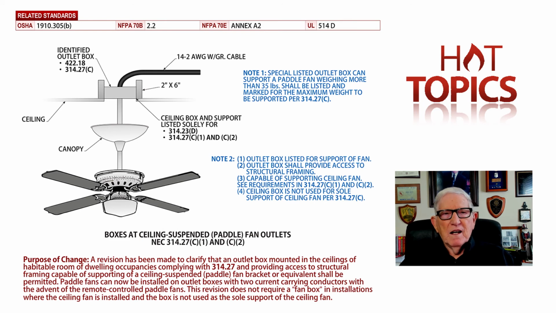Now, the identified outlet box, we can pick up information in 22.18 as well as 314.27(C). The ceiling box in support listed solely for such installation, you can find more information in 314.23(D) as in dog, and 314.27(C)(1) and (C)(2), which we have been talking about.